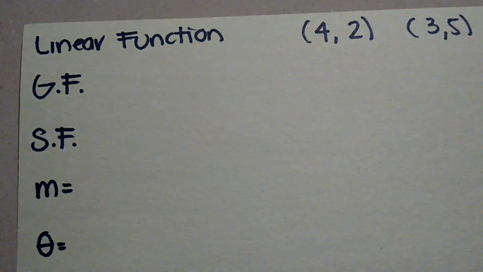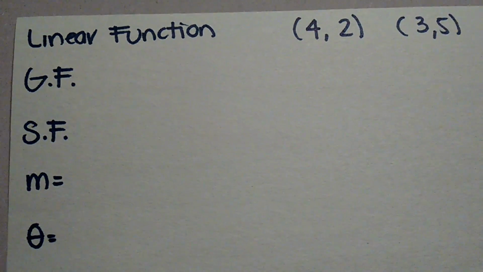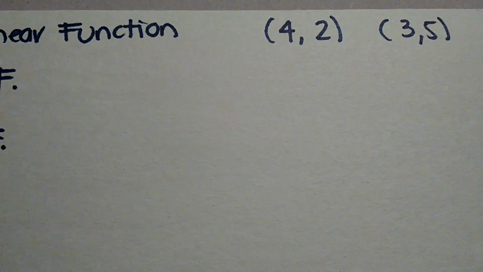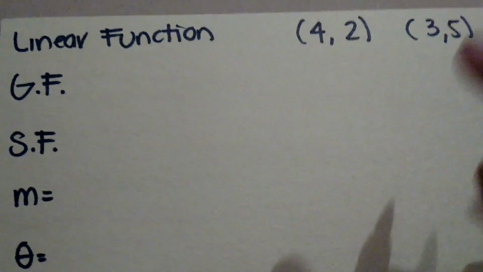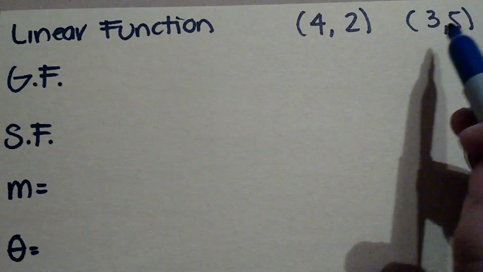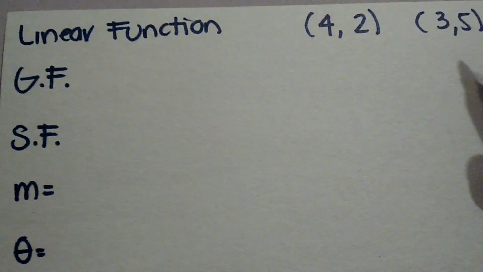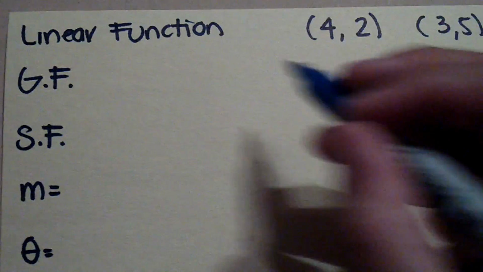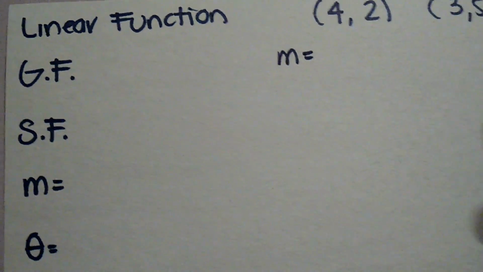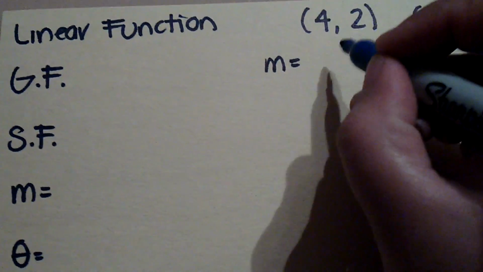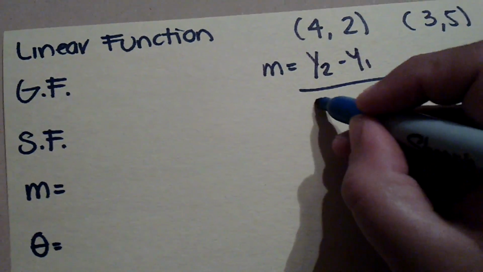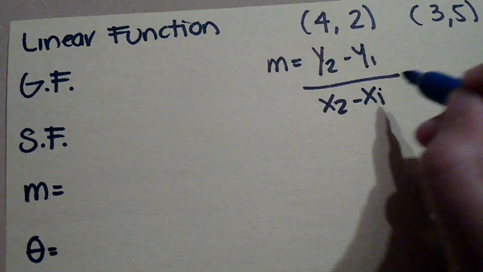Okay, let's continue with linear functions, but now instead of giving you an equation, we will give you 2 points. When you have 2 points, 4, 2 and 3, 5, and those are not x-intercept or y-intercept, how do you need to start? By finding the slope. Remember the formula: y2 minus y1 over x2 minus x1.